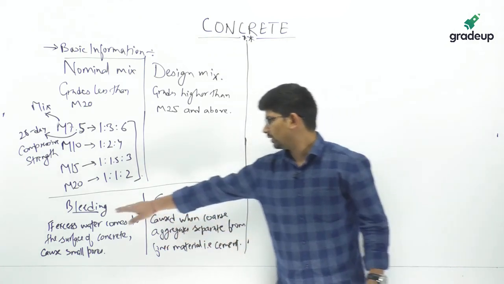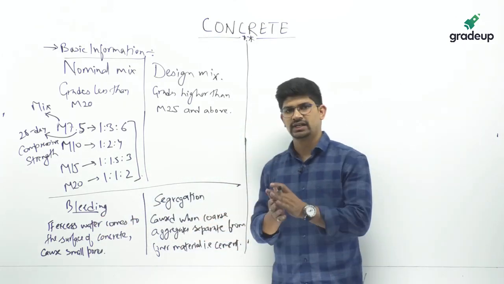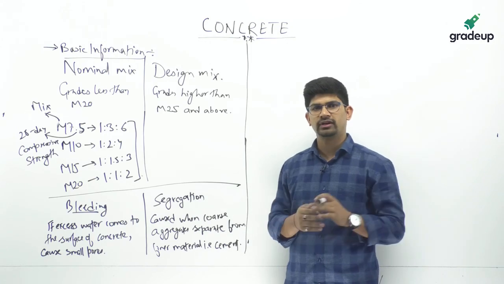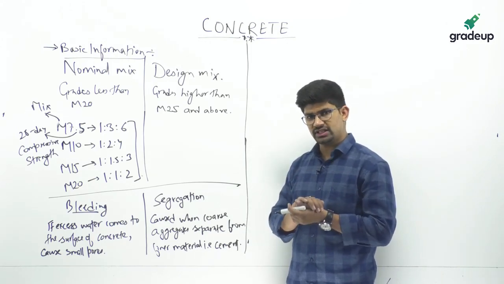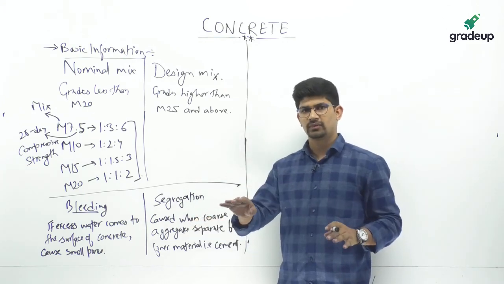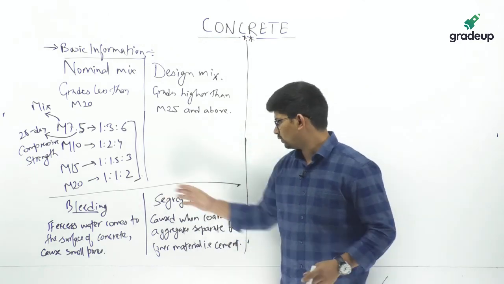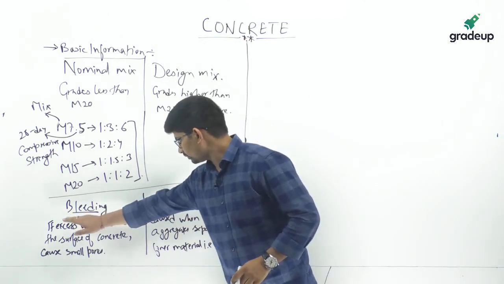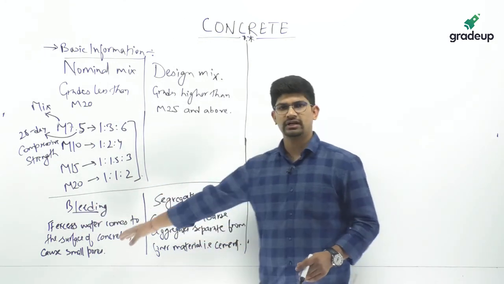Okay, so here in bleeding, the water comes to the surface, while in segregation, coarse aggregate gets separated from the finer material, and as such the bonding in the concrete is not achieved, because aggregate has separated from the cement paste. So the structure will become weak and it will fail. These two have the same outcome, that is failure of concrete, but the processes are different.